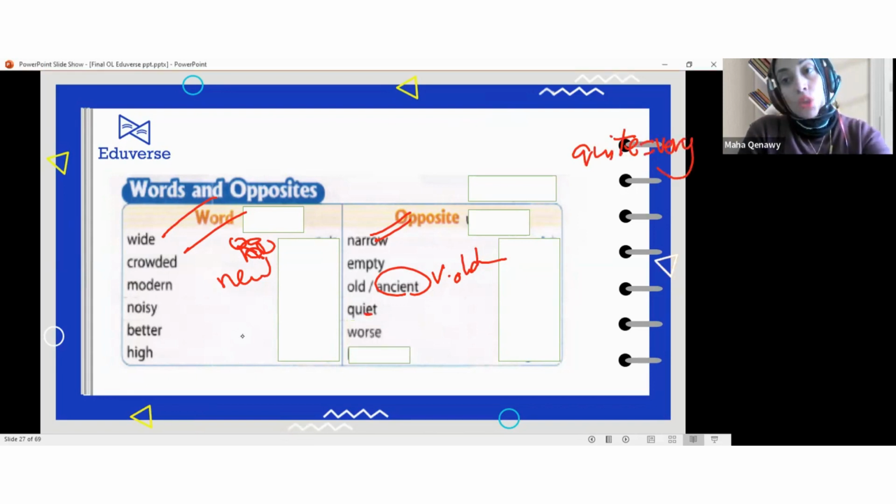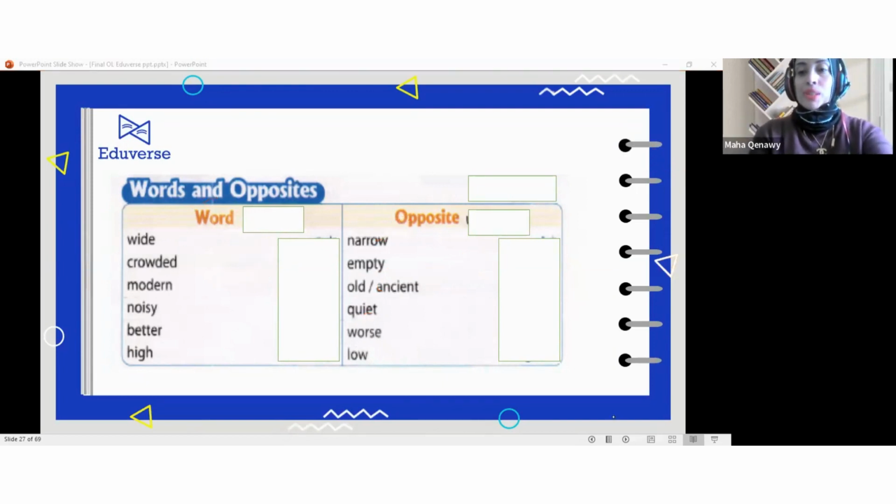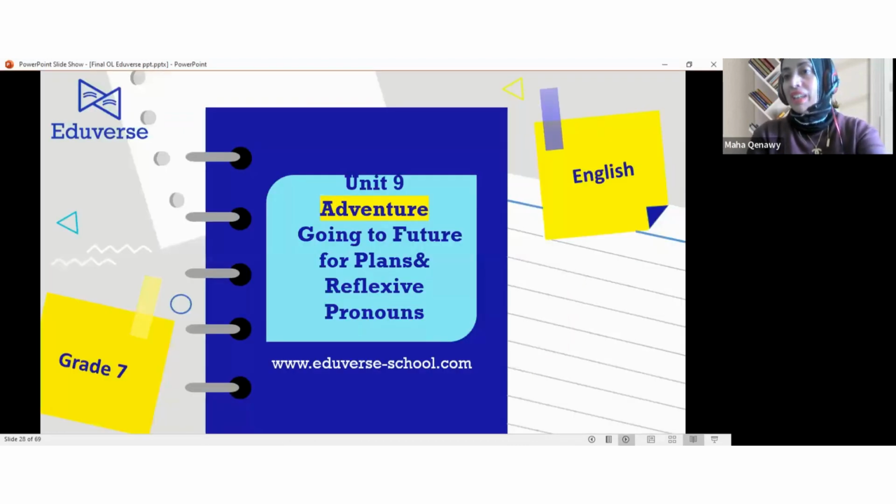Better than, it's worse than. The best, the worst. High, low. That's right. Very good. Remember to study all of the opposites or antonyms of the adjectives.